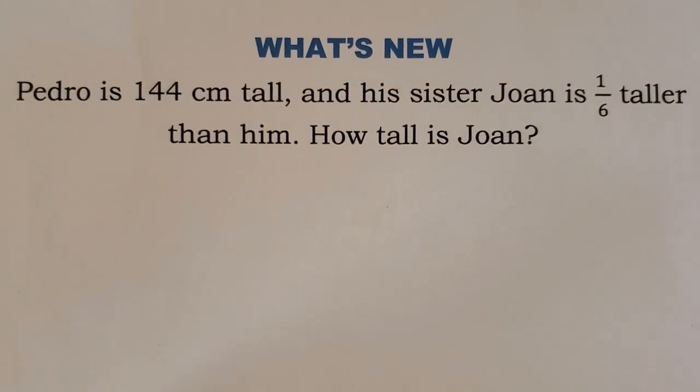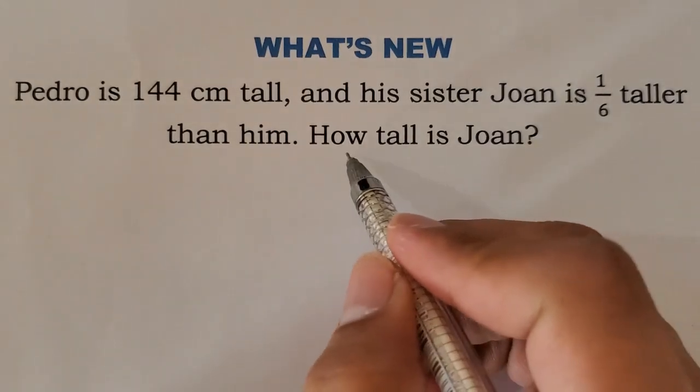Let's now proceed to the second problem. Our second problem here is that Pedro is 144 centimeters tall and his sister Joanne is 1/6 taller than him. How tall is Joanne? In this problem, what is asked here is the height of Joanne.